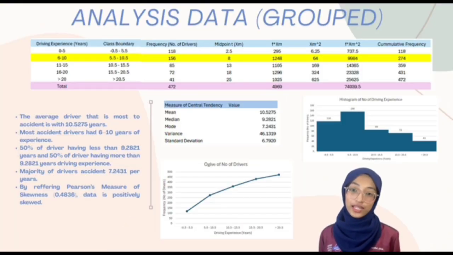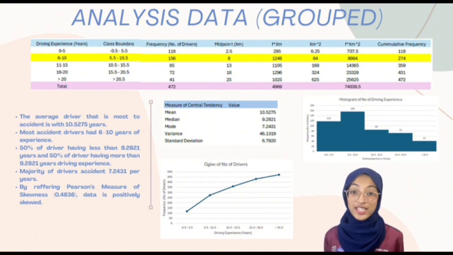Next, let's move to analysis of data, which is group data. We analyze this data by plotting OGIF and histogram graph. We take 2 data to analyze in this part: first year of driving experience and age of driver.